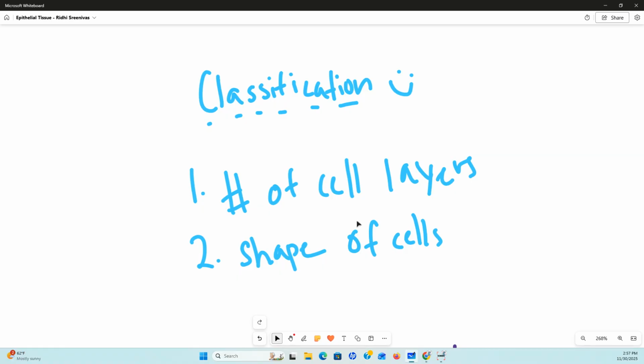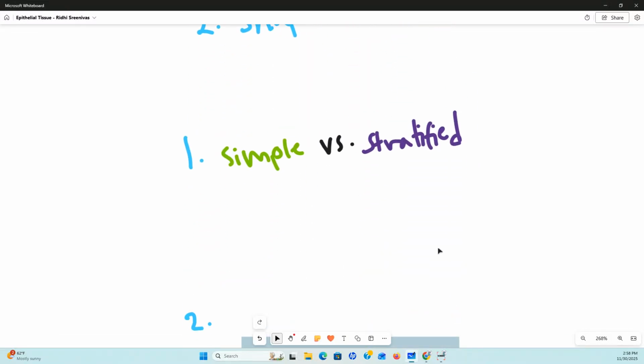Because the type of epithelial tissue you find on the surface of your skin isn't going to be the same type of epithelial tissue found lining your digestive tract, because they have similar general functions, but they still have slightly different things they need to do. So how can we classify that? And there's two categories. First is the number of cell layers, and two is the shape of the cells in those cell layers. So let's look at the first one.